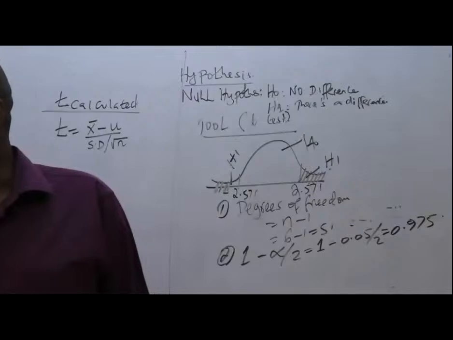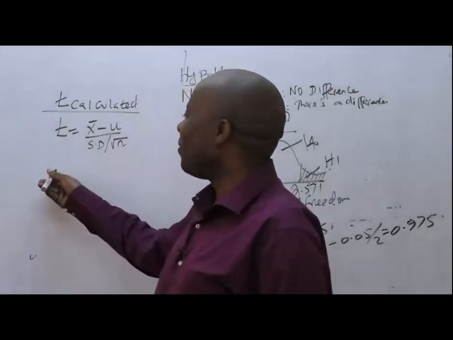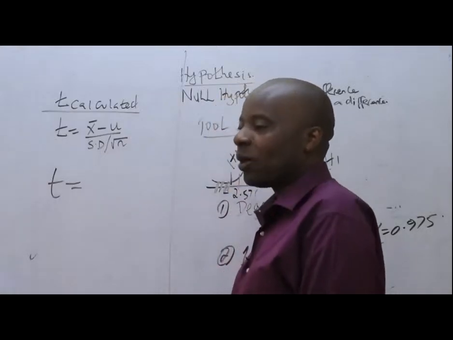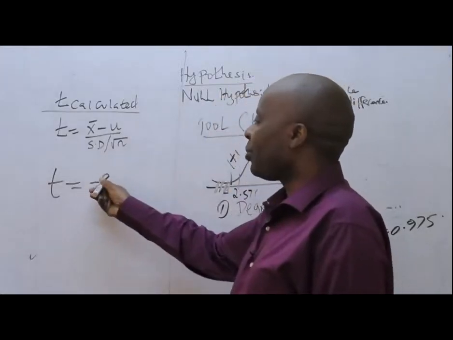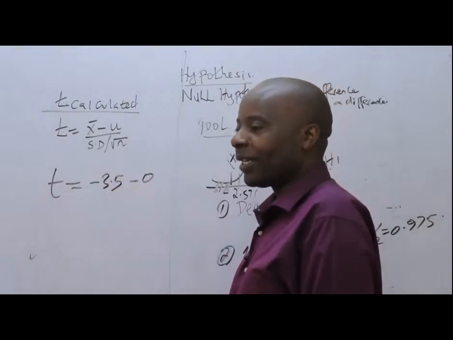So we start with X bar. Thank you, Winnie. Are you able to see X bar? X bar of the differences. What is the X bar? Minus 3.5 minus 0.